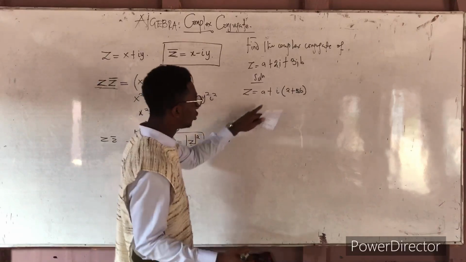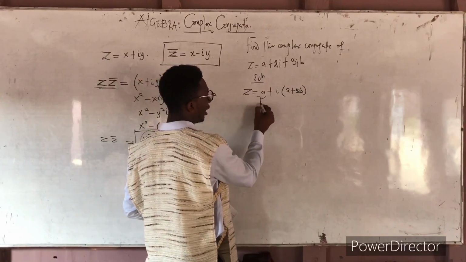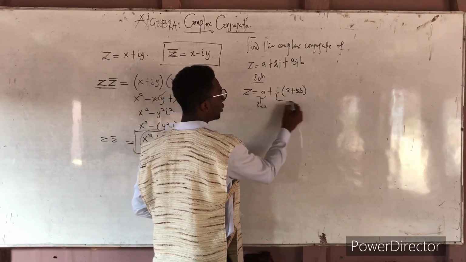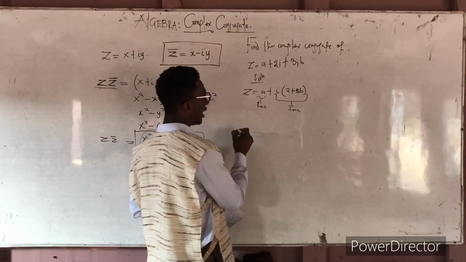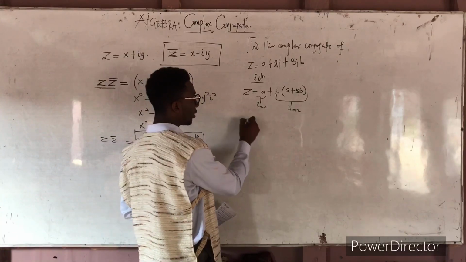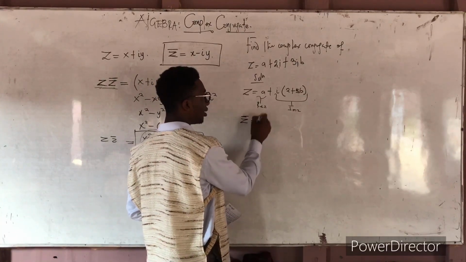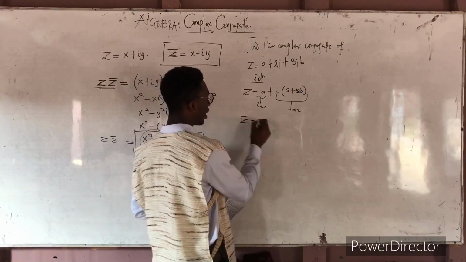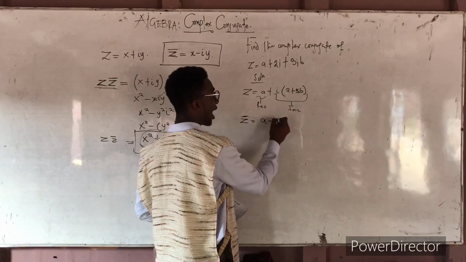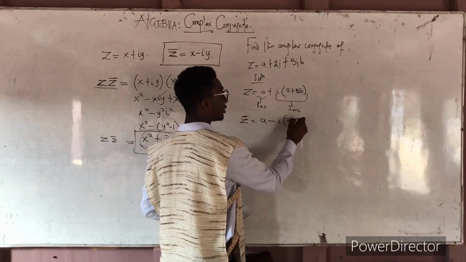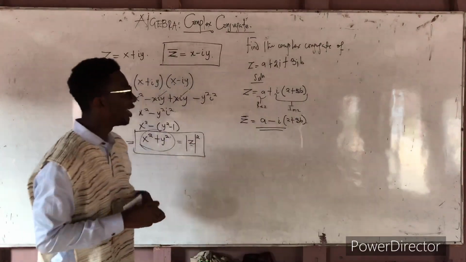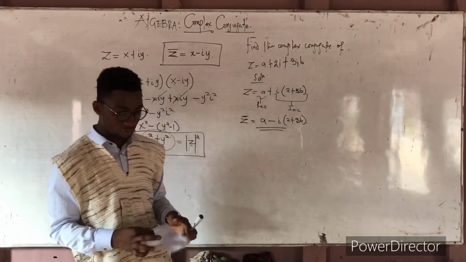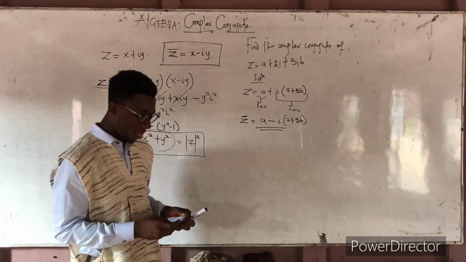We know that a is the real part and this whole bracket becomes the imaginary part. If that's the case, to find the conjugate complex number, we negate the imaginary part. So that will become a minus i times the bracket 2 plus 3b. And this is the complex conjugate of this particular complex number.